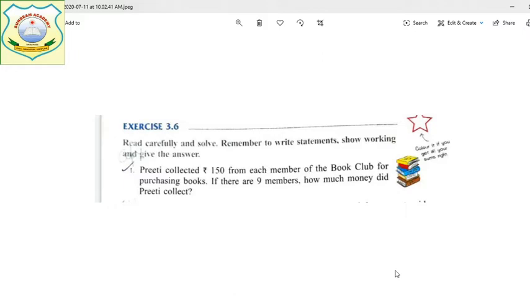So children, now I am giving you 2 more minutes for copying down the question. Copy down the question from the screen. It is shown on the screen. So copy down the question in your notebook. Hurry up, your time starts now. Hurry up children. Write down the question first, then I'll show you the solution on the board. Are you all writing the question?